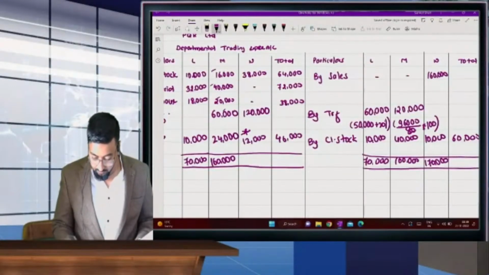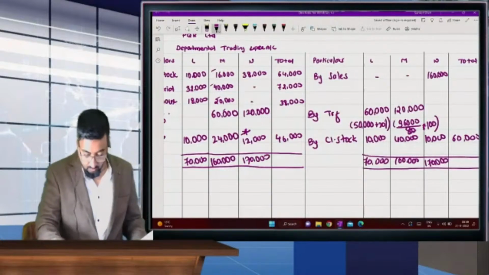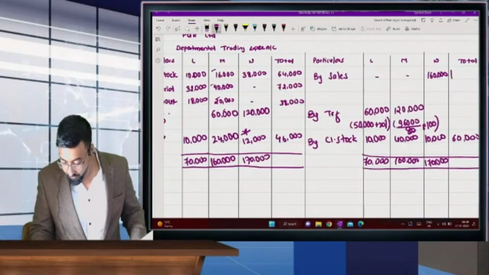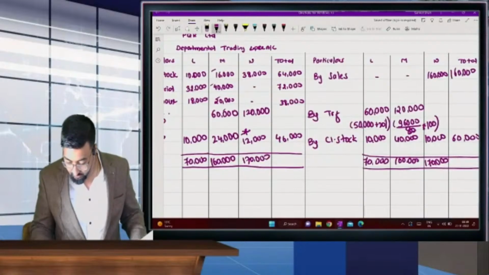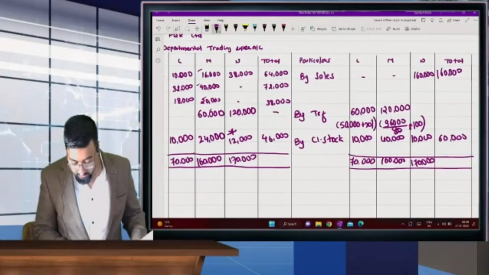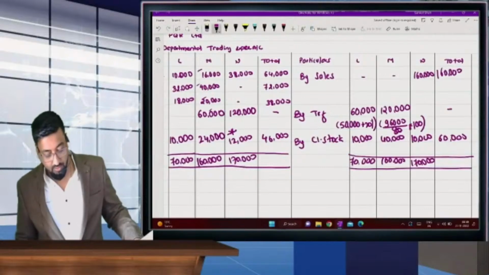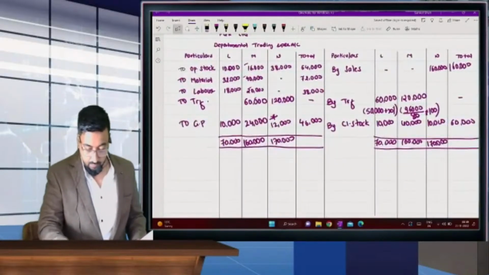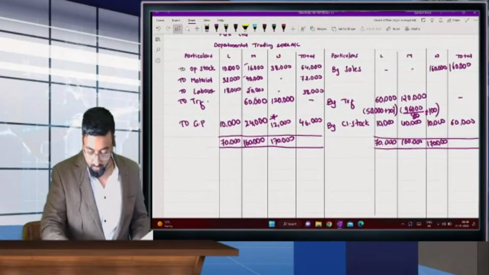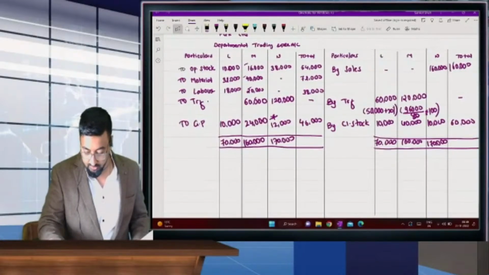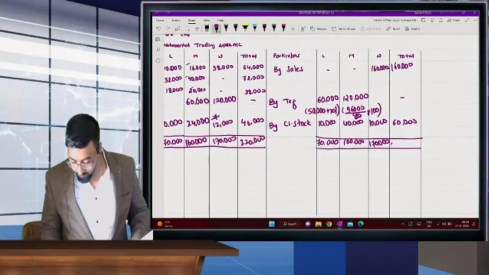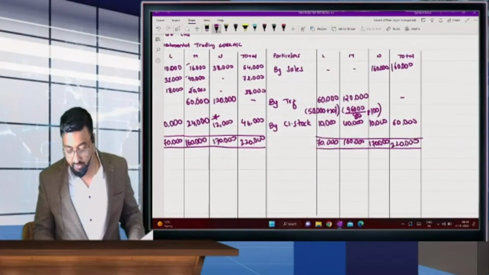Total is 46. 24 plus 12 plus 10 is 46. Here it is 1,60,000. And by internal transfer, dash, dash. Internal transfer, we never take in the total. 64 plus 72 plus 38 plus 46 is 2,20,000. Don't take internal transfer in the total.